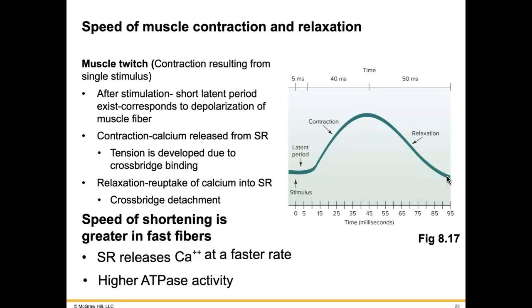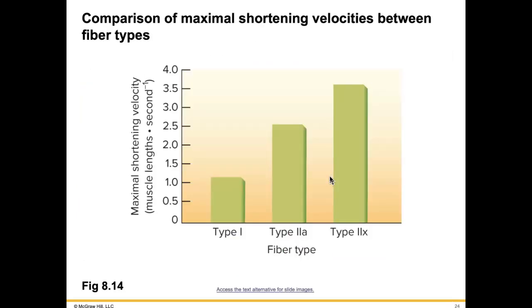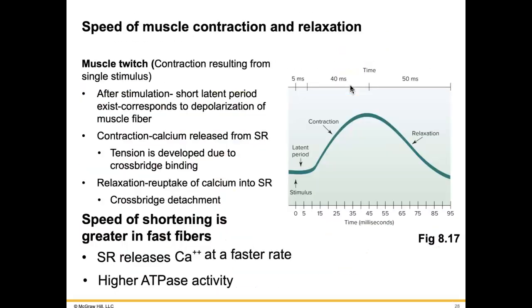Now, the speed of this shortening is going to be greater within those fast twitch muscle fibers. If we go back and look at this graph over here, we can see that the shortening velocity is the highest in the fast glycolytic fibers. We are able to have the sarcoplasmic reticulum release the calcium faster, and we have ATPase degrading the ATP much faster, so the myosin head can detach and let go and then reform that cross bridge very quickly.